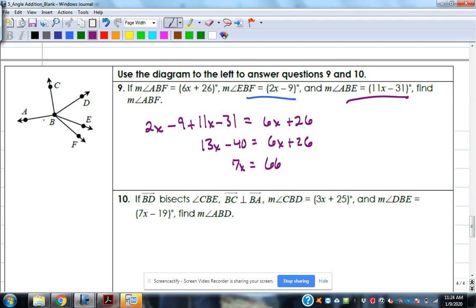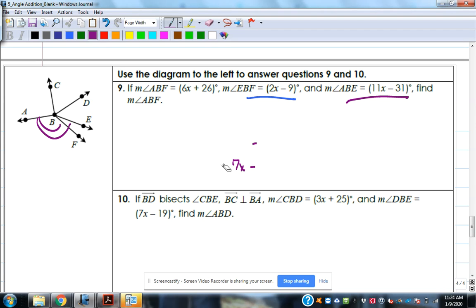AB, going in this direction. That's the right way, because what did I tell you earlier? Look at the smaller side. Left, I'm looking at left-handed, sorry. All right, so ABF: 6x plus 26 plus EBF, 2x minus 9, equals 11x minus 31.